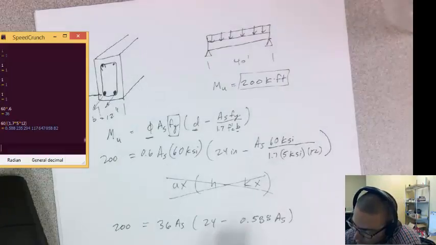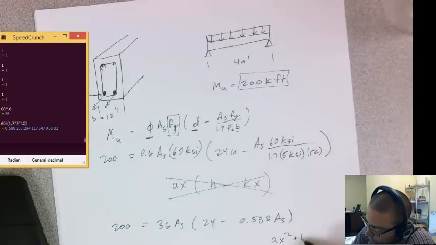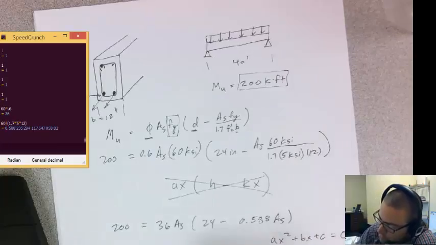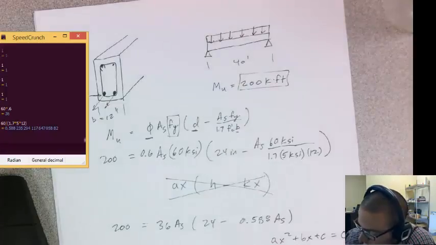Okay, now I want to group these a sub s's, and I want it to be in this form. I want to get to ax squared plus bx plus c equals 0. So I want to put the x squared term over here. So my x is really a sub s. So I'll go ahead and do that now.